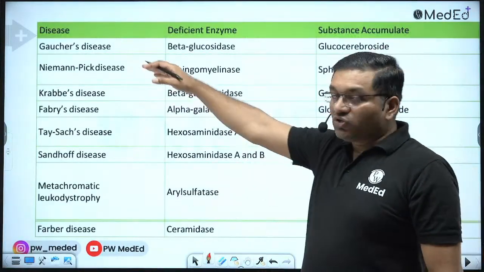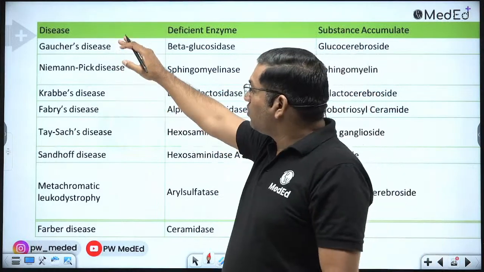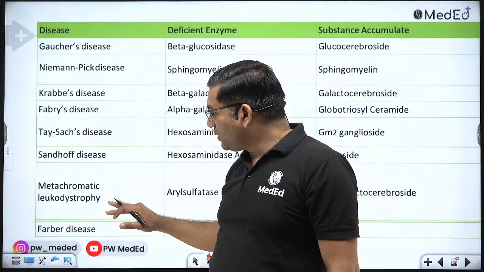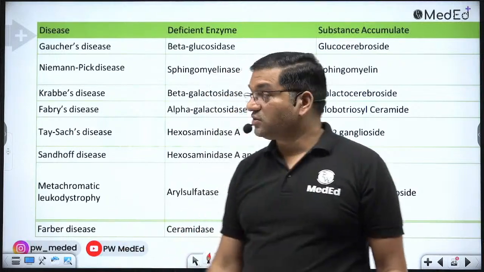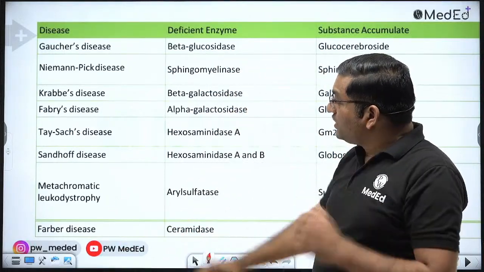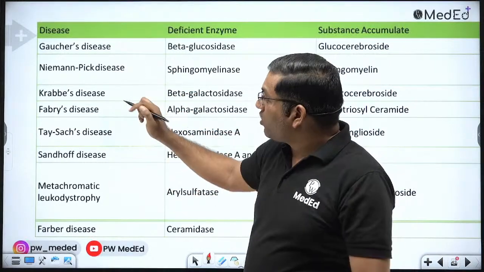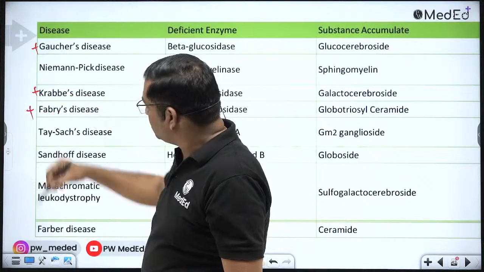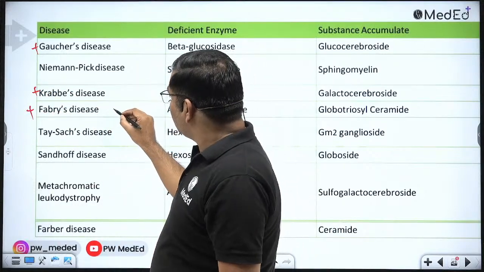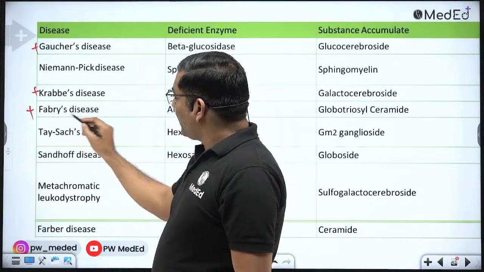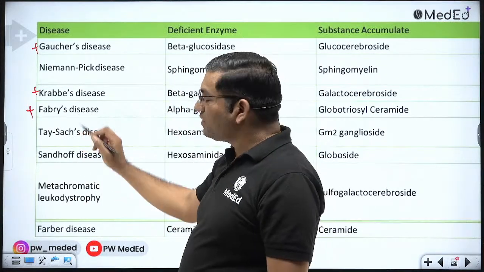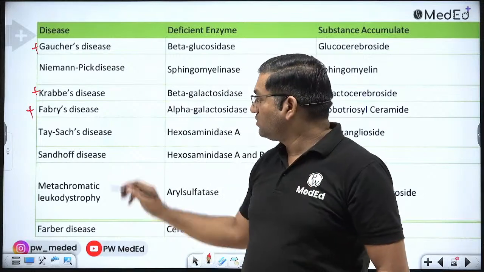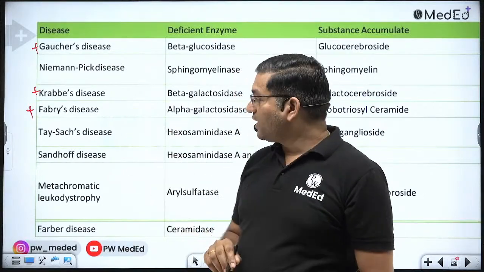So these are the lysosomal storage disorders: Gaucher's, Niemann-Pick, Krabbe's, Fabry's, Tay-Sachs, Sandhoff, metachromatic leukodystrophy and Farber's disease. Remember, of these, there is no cherry red spot in Gaucher's disease, Krabbe's disease and Fabry's disease. Fabry's disease is X-linked, and it is associated with angiokeratomas.